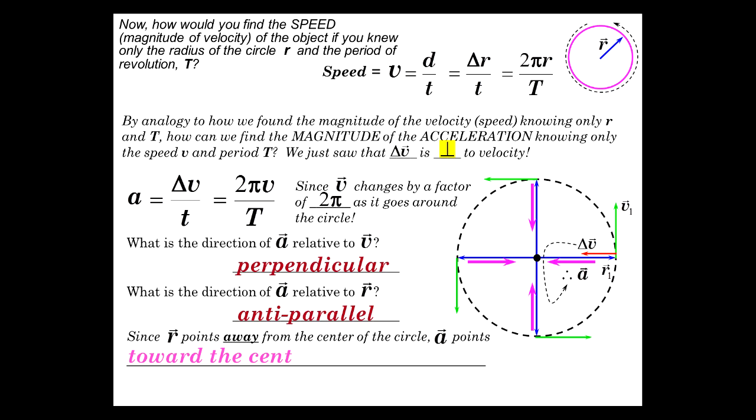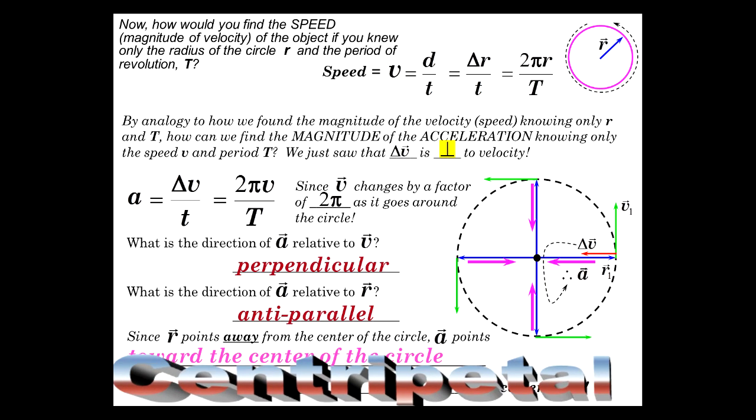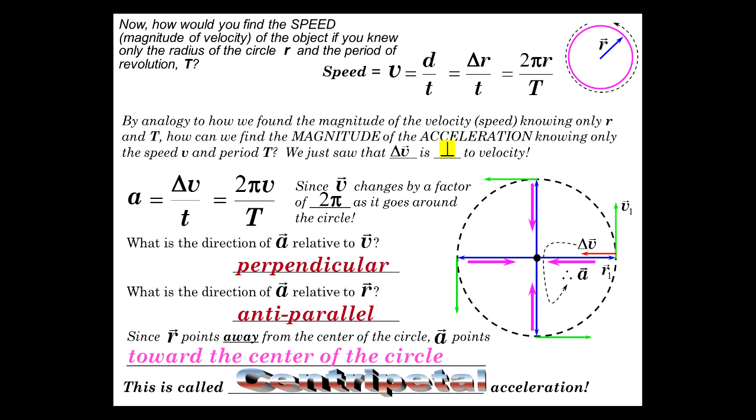A points in the opposite direction, or toward the center of the circle, and that is very key, very important. In fact, it has a special name. A quantity that's pointed toward the center of the circle, and in particular, this kind of acceleration is called centripetal acceleration. And that is to be distinguished from centrifugal acceleration.